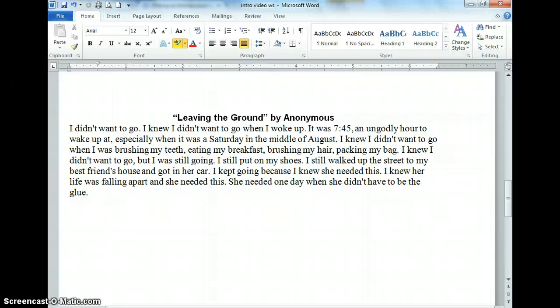Try in your own mind now to either underline or highlight on your computer, or maybe just in your mind, what did they do that makes this effective? If you looked at the listing, that's one thing they did that's effective. The repetition of the phrases "I still," "I knew," seems simplistic, but it's done for a purpose, creates the rhythm. The very short sentences in the very first line, "I didn't want to go, I knew I didn't want to go when I woke up," that also gets us right to the point.